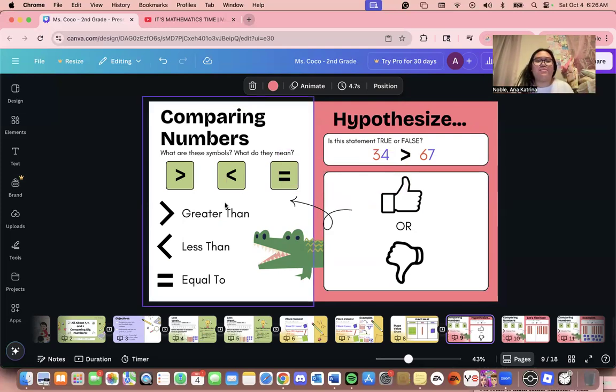We have a greater than symbol, a less than symbol, and an equal to symbol. Something that you guys need to remember when we're dealing with these symbols, because they look very much alike, is that the mouth of the alligator always tries to eat what? Does it eat the little number or the big number? What do you guys think? The big number, that is correct. Anytime the mouth is trying to eat the bigger number, that's how you know it's big.